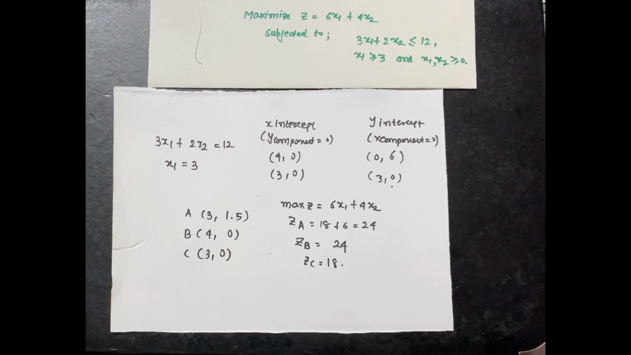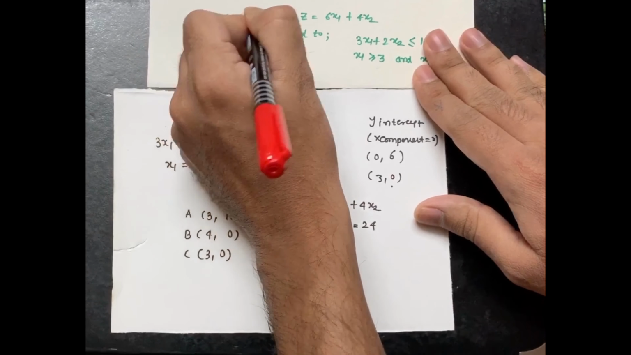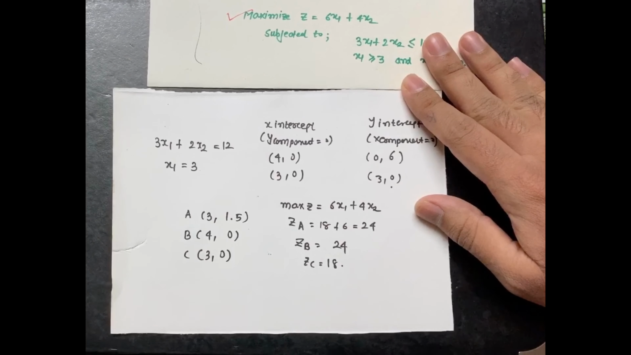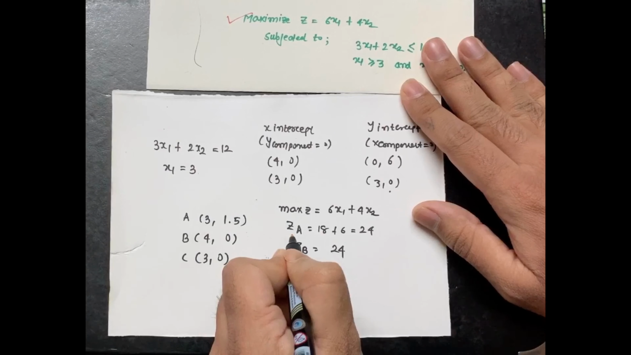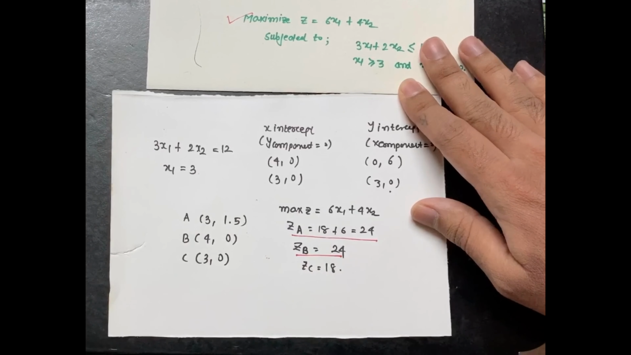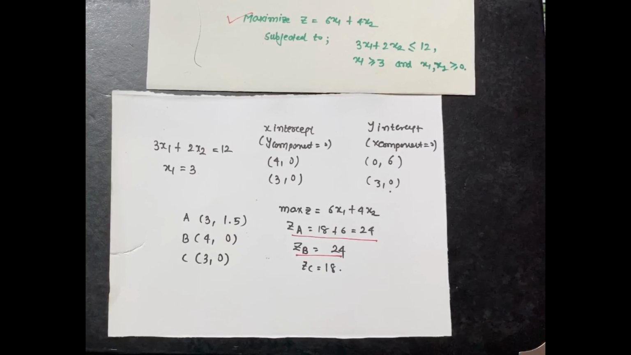So the objective function here is of maximization type, max z, and I am getting the two values. I am getting the same value for two coordinates, a and b.